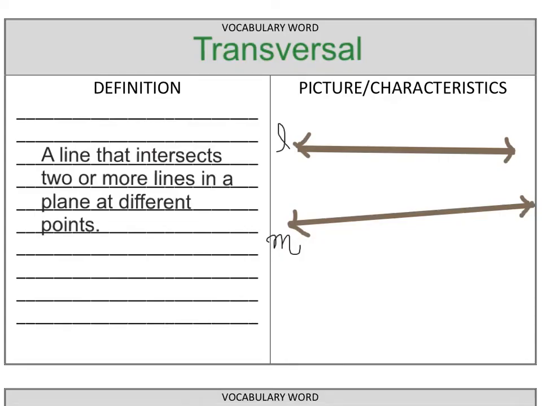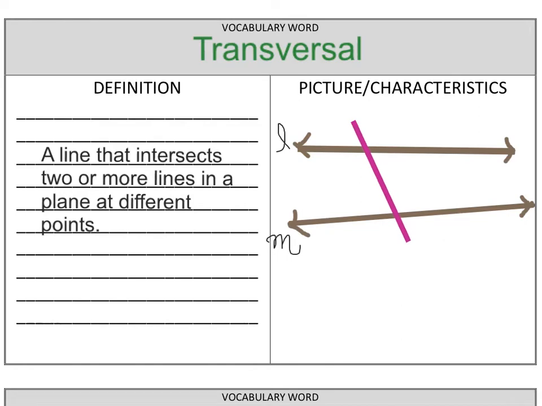So let's begin with our first word, which is transversal. Transversal is a line that intersects two or more lines in a plane at different points. So, for example, right here I have two lines drawn, and a transversal would be a line that goes through both of them.